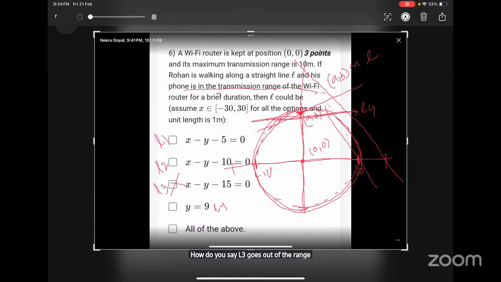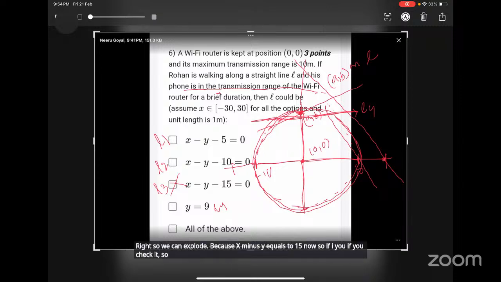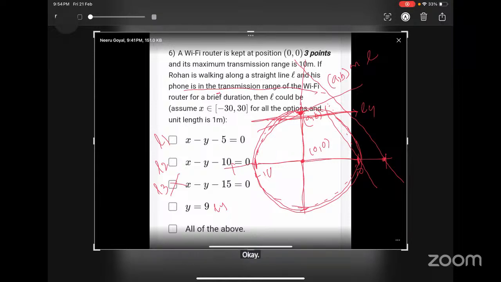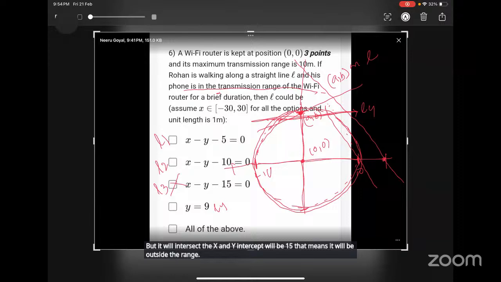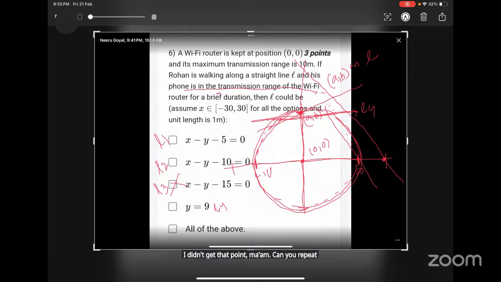Because 15 is greater than 10. X minus y equals 15 now. If you check it, this will intersect the x and y axes at plus or minus 15. That means it will be outside the range. Right? Okay. I didn't get that point, ma'am. Can you repeat? X minus y is equal to 15. That part is clear, but let me draw it properly first. We have to draw totally 5 curves. One will be the circle, and the other 4 will be for the given equations. Let me draw it first, then I will explain it.